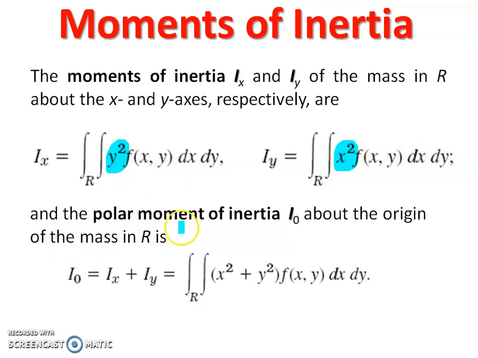Then the polar moment of inertia, that means I naught, is given by the following equation. We need to find the sum of this integral and this integral, or simply we can write it as the integral of x squared plus y squared, with f(x,y) as a common factor.